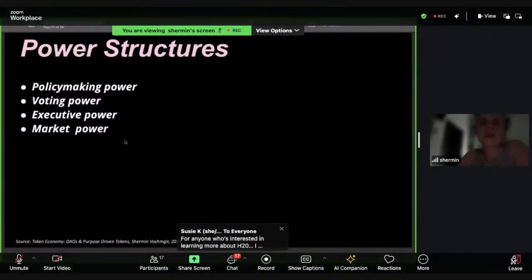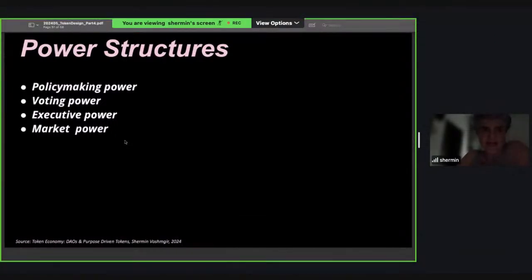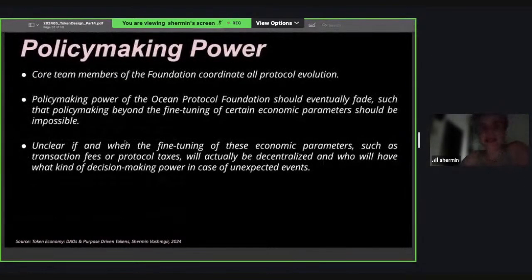Maybe to sum up also the use case. So if we look at the power structures, I looked at 4 aspects: policymaking power, voting power, executive power, and market power. Policymaking power, as we said, only core team members of the Ocean Protocol Foundation coordinate all protocol evolution. Trent said that the aim is, obviously, as more and more mechanisms solidify, less and less policymaking or rule changes will be necessary, so it can become as permissionless as possible.